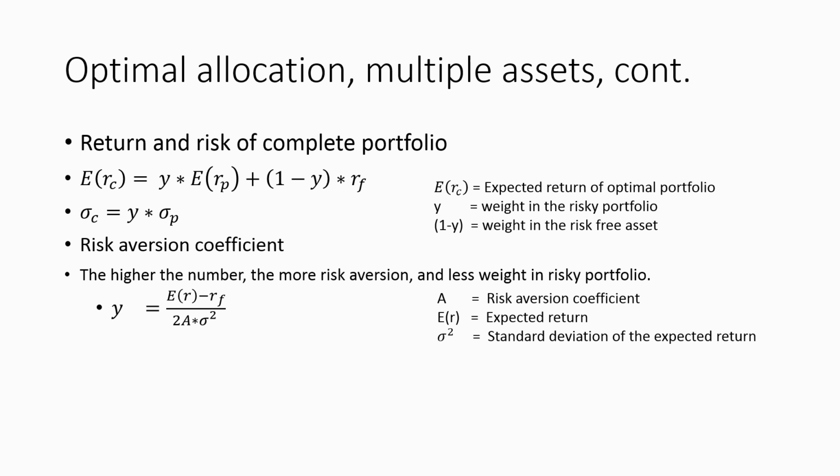The expected return of the portfolio is calculated by this formula, where Y is the weight of the risky portfolio and 1 minus Y is the weight of the bank deposit. How much a person should invest in Y depends on that person's risk aversion and their risk aversion coefficient. The higher the value, the proportion invested in the risky portfolio decreases. I won't go too much into this topic, but usually the risk aversion coefficient isn't higher than 5, but some economists have argued that it can go higher than 5. When we know the risk aversion coefficient and the investor's expected return, we can calculate how much the investor should allocate the capital to the risky portfolio.